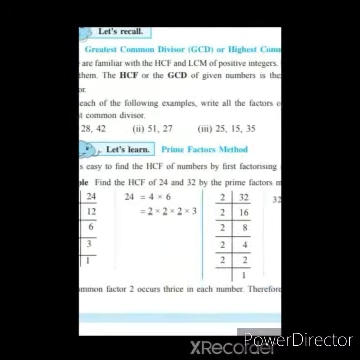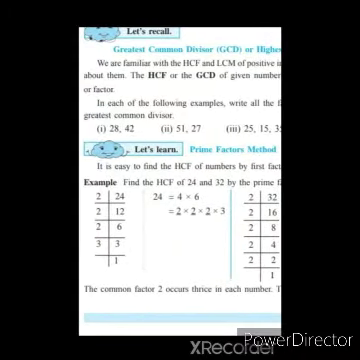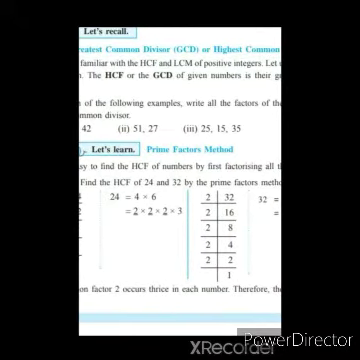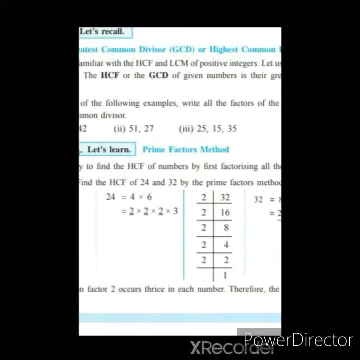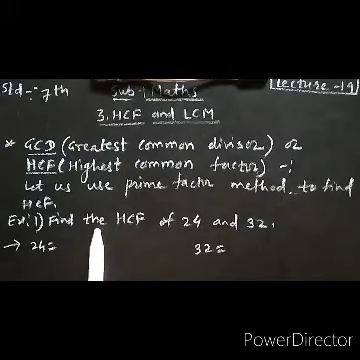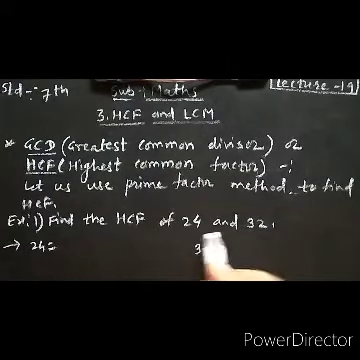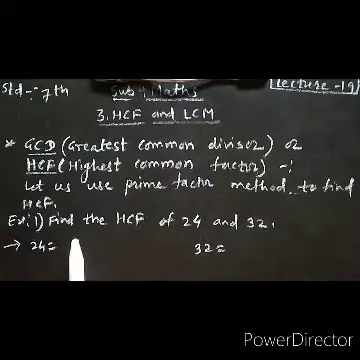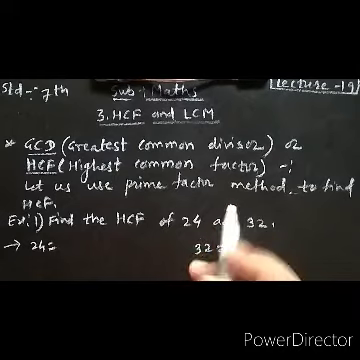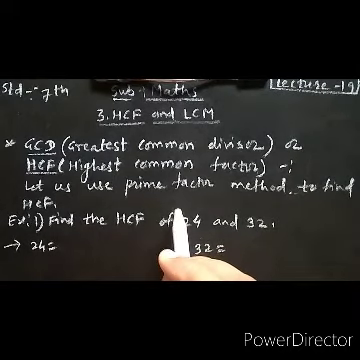So let us see prime factors method. It is easy to find the HCF of numbers by first factorizing all the numbers. So let us see example to find HCF of numbers. Example number 1. Find the HCF of 24 and 32. It means that we have to find prime factors of these two numbers 24 and 32, and we have to write those prime factors into product form.